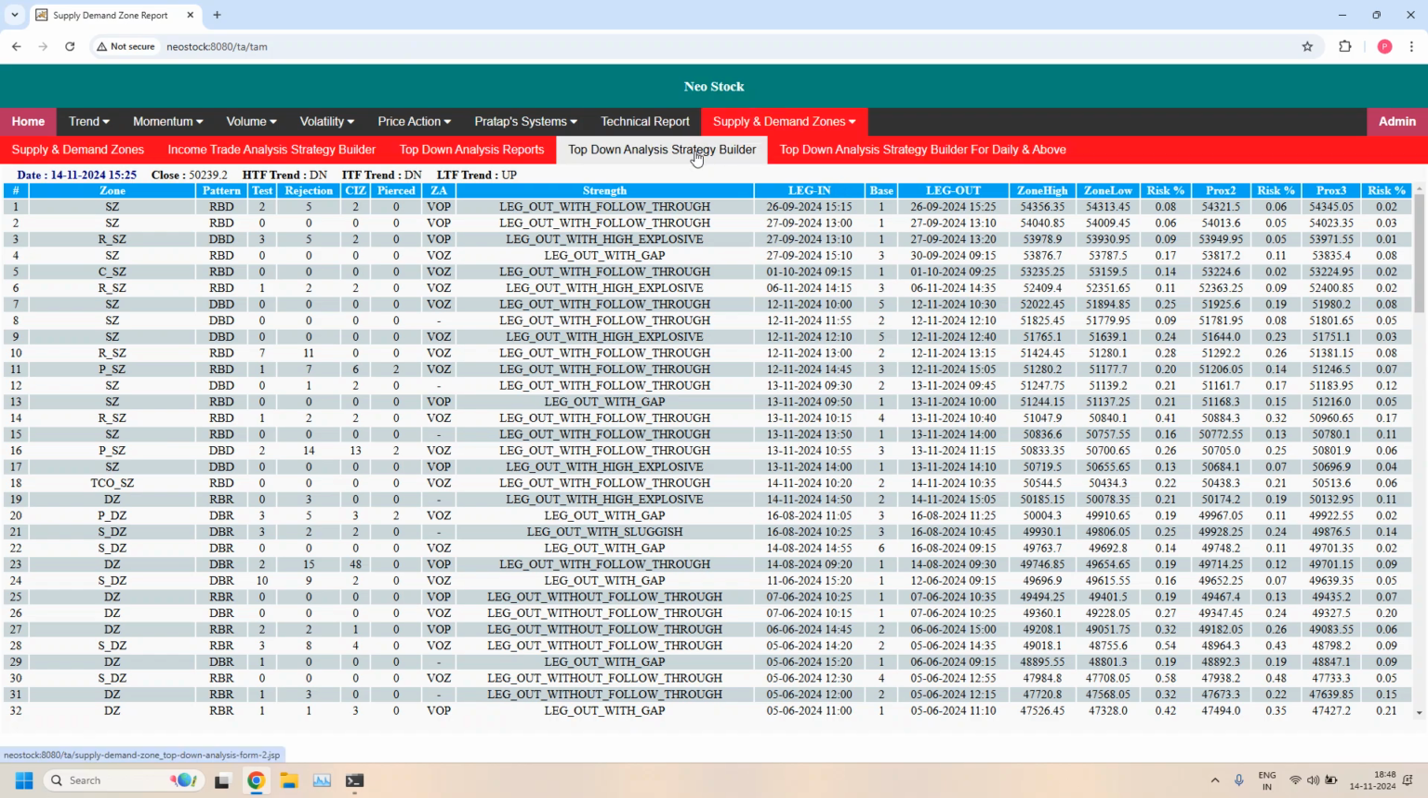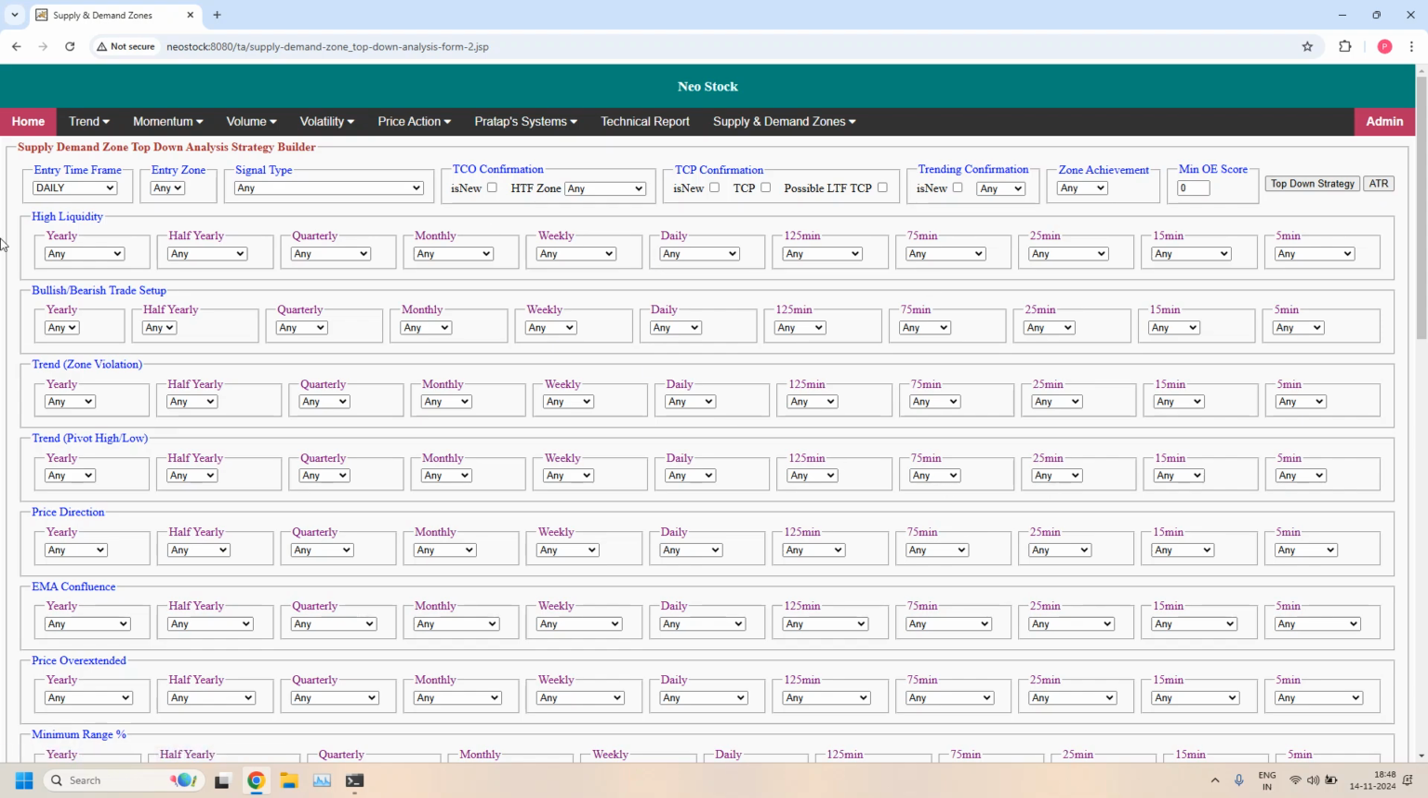Next, let us generate bullish and bearish trade setups for monthly, weekly and daily income trades. First, let us generate bullish trade setup for monthly income trade. So entry time frame is daily, entry zone is demand zone. In bullish or bearish trade setup, at entry time frame daily, I am selecting bullish.